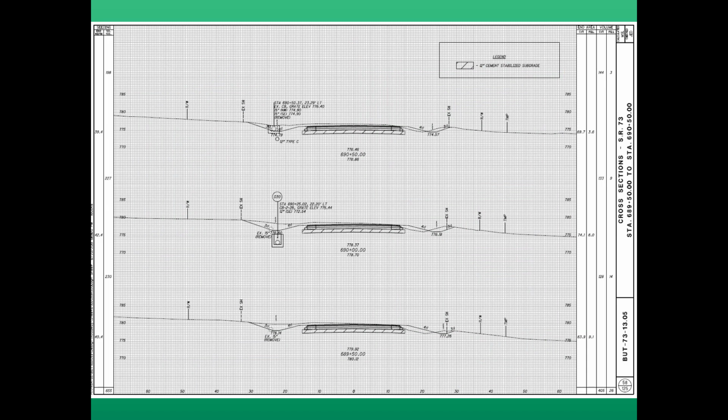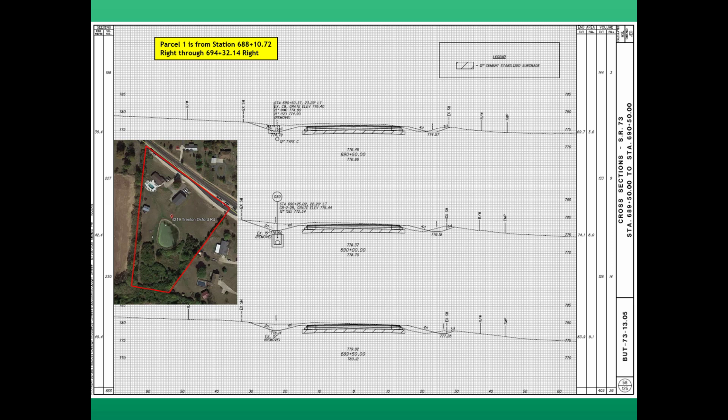All right, next page, next group of stations, illustrating what's happening at the cross sections. Remember, Parcel 1 is station 688 plus 10.72 through 694 plus 32.14. And so at the bottom is station 689 plus 50. And I've brought in an aerial with a yellow line showing you the approximate location of that highway station. Red line is the center line of the road. Highlighted yellow area is everything to the right side of the road, signifying that this is the side that Parcel 1 is located.